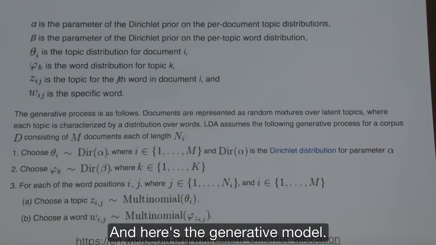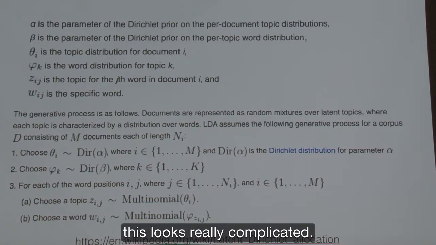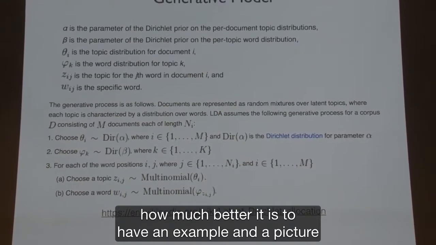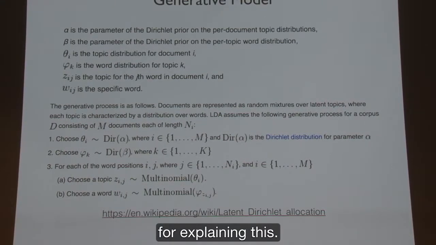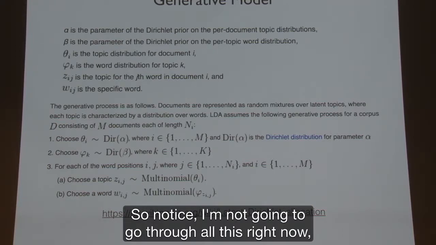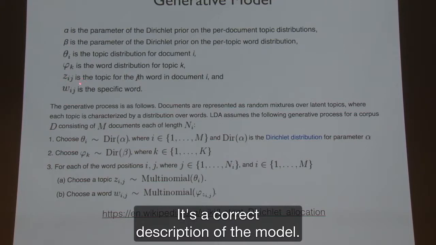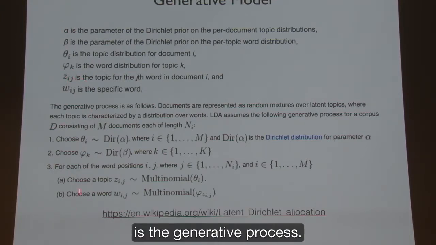All right, and here's the generative model. I'm not actually going to go through this. It looks really complicated. Part of the reason I'm putting this up is just to show you how much better it is to have an example and a picture for explaining this. I just want to point out, there's a lot of parameters. I just took this description from Wikipedia, but it's a correct description of the model. There's a lot of parameters, and then this is the generative process.